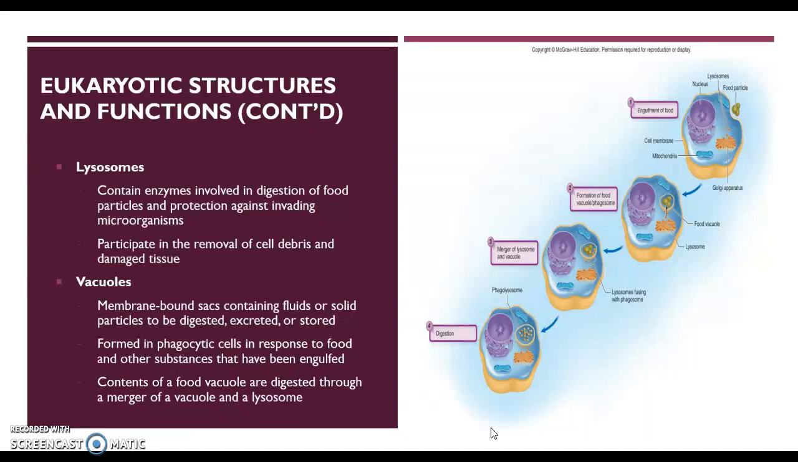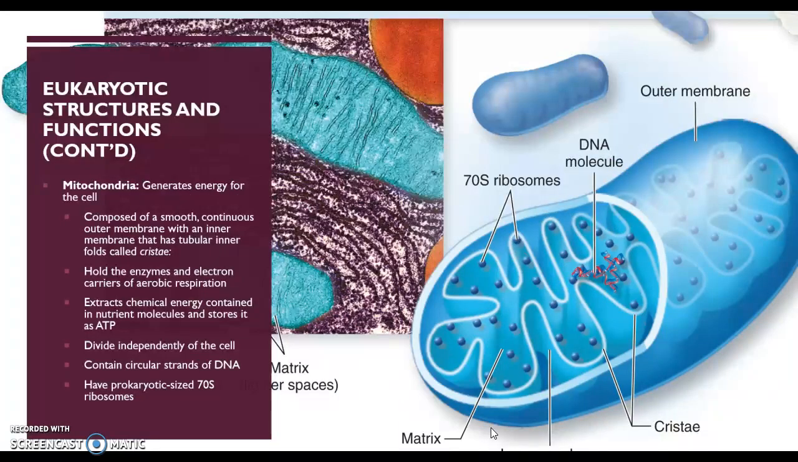A vacuole has material that needs to be digested, and then that merger between the vacuole and the lysosome breaks down whatever is in the vacuole, and then it can be digested and used by the cell.